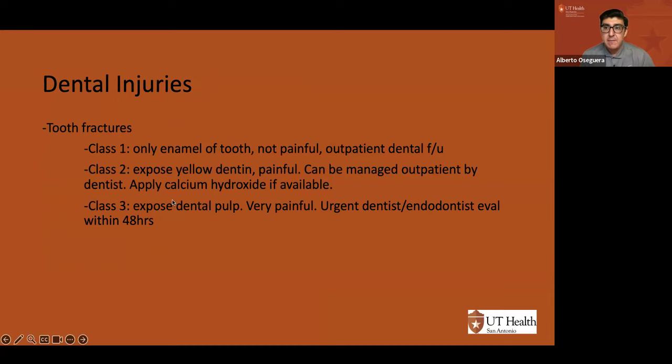Dental injuries, again, very common in traumatic sports. Hockey seems to be the sport of choice for teeth injuries. There are different classes depending on what's involved of the tooth. Class one, class two, class three. Class one being the least severe, with class three being the most severe.